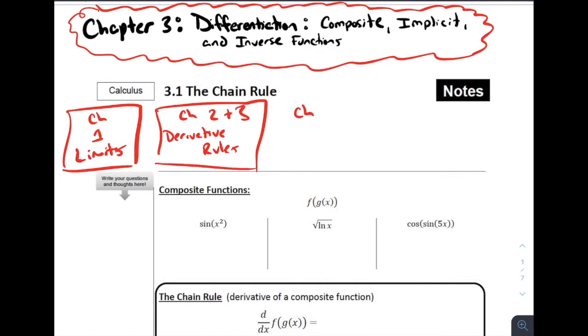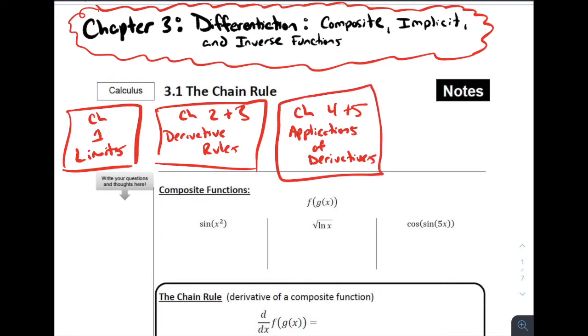And then that leads us into chapters 4 and 5 on the AP exam, which is applications of derivatives. So if you're sitting in these lessons thinking, what do we use this stuff for? Why am I taking all these derivatives? Just keep in mind that most of those topics are in chapters 4 and 5, really thinking about what derivatives are actually useful for. But for now, we're trying to learn the basics, the fundamentals. How do you take derivatives?